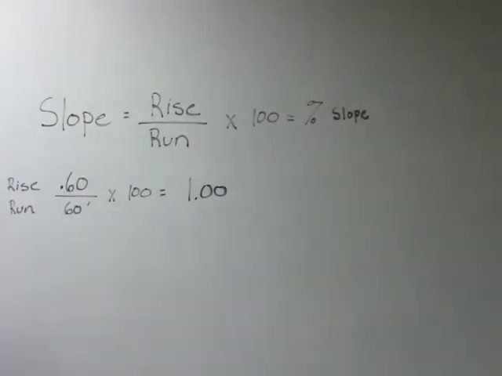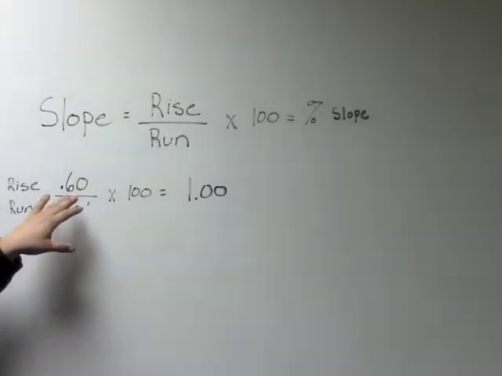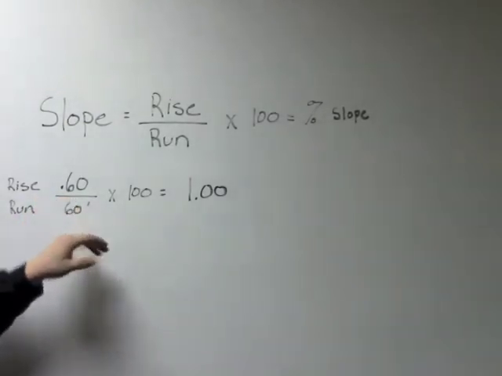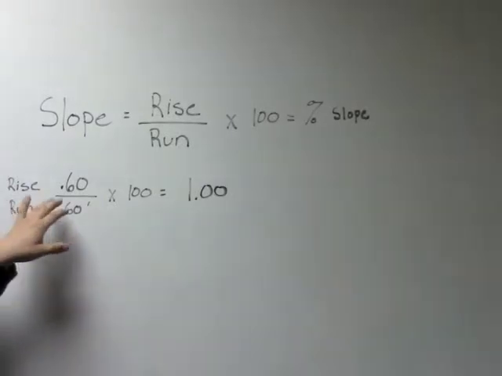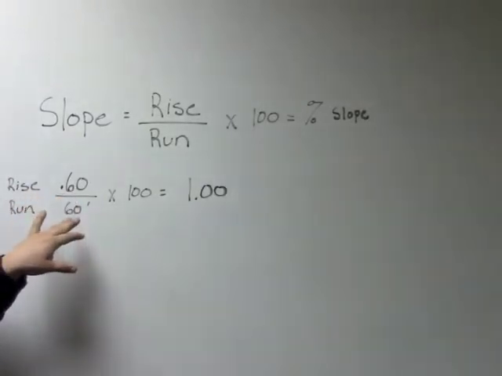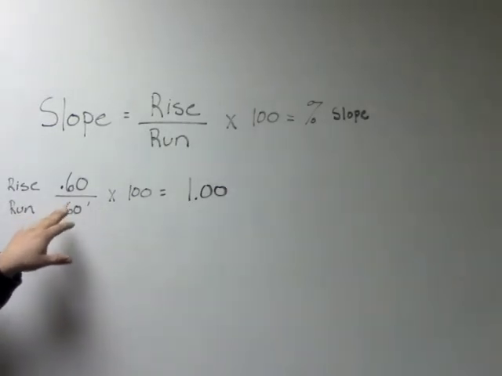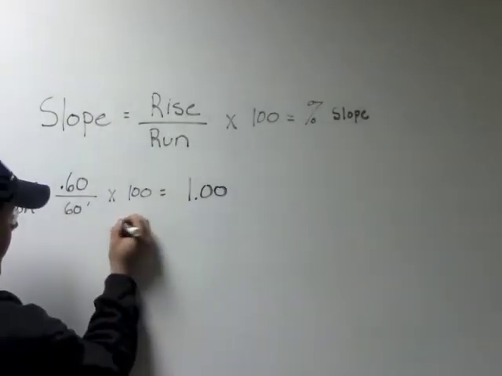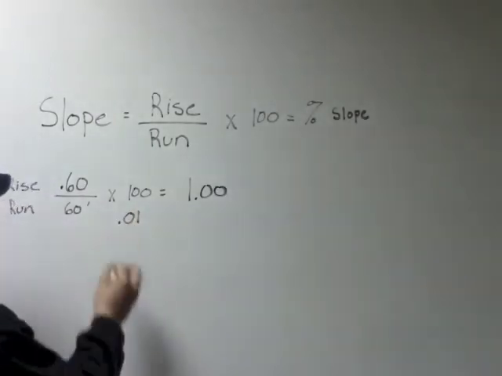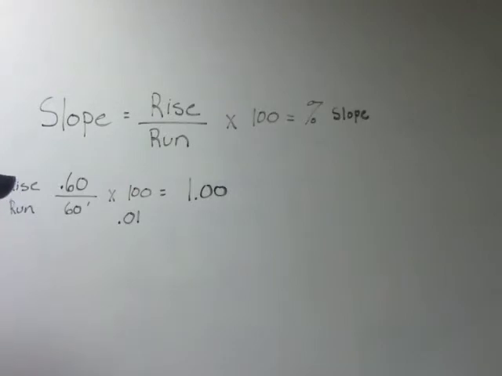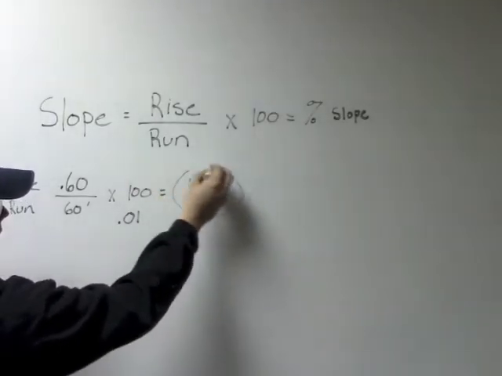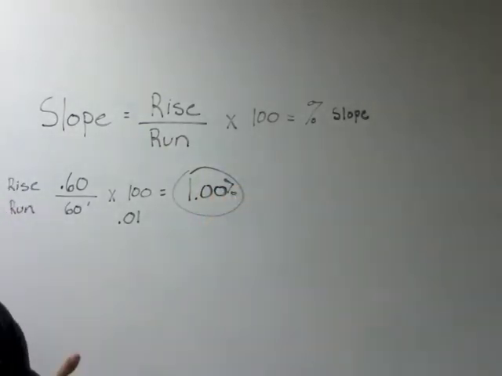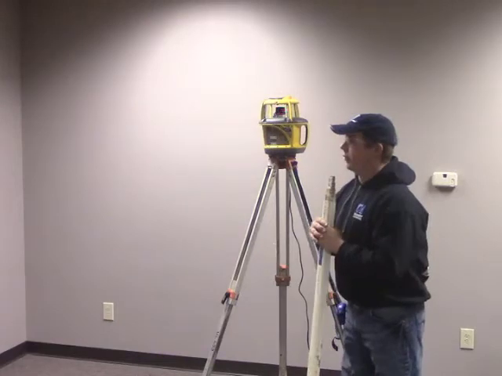But just in this scenario, it rises or falls 6/10 away from the building in the 60 feet that it comes out from the building. So our rise is 6/10, our run is 60 feet. So if you take 6/10 divided by 60, that will give you 0.01. And if you multiply that times 100, that will give you 1. And that is the percentage that you will enter into the laser. So we've determined our percentage of fall.